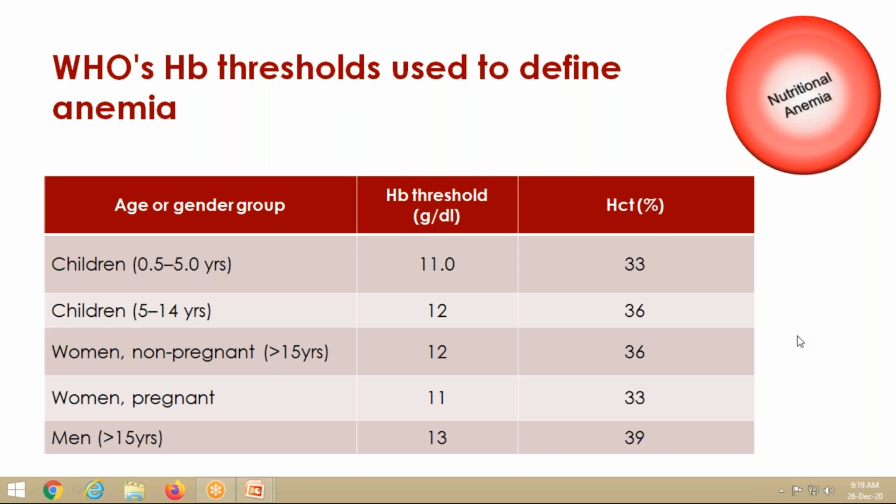So men are supposed to have better hemoglobin concentration. In terms of hematocrit, 39% is the cutoff value. So these are the general cutoff values below which you can call anemia. And all of you know that if it is less than 7 grams, it is severe anemia for anybody. Mild, moderate, severe I am not giving here. The treatment aspect is important.